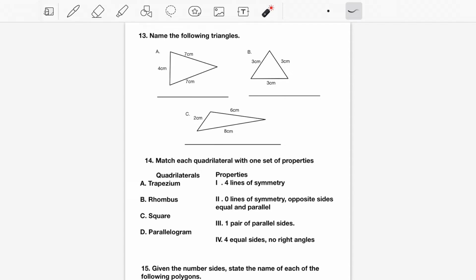Number 13 to 15. Please pause and attempt the questions.